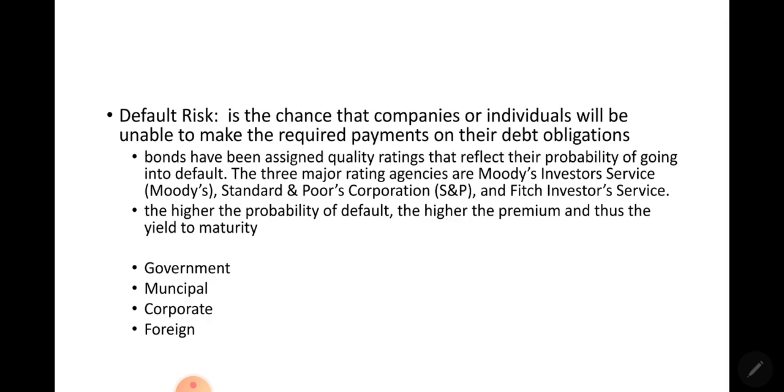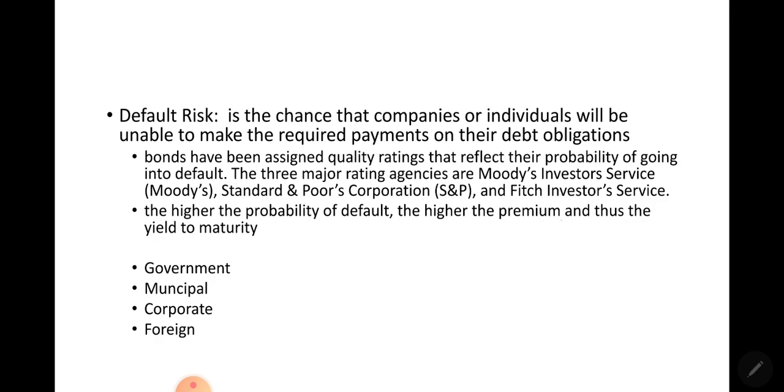Bonds have been assigned quality ratings that reflect their probability of going into default. The three major rating agencies are Moody's Investor Service, Standard and Poor's Corporation, and Fitch Investor Service. So these three organizations provide rating services. They provide ratings for different bonds. The higher the probability of default, the higher the premium and thus the YTM.